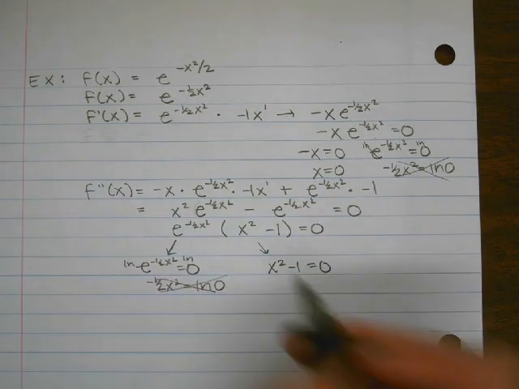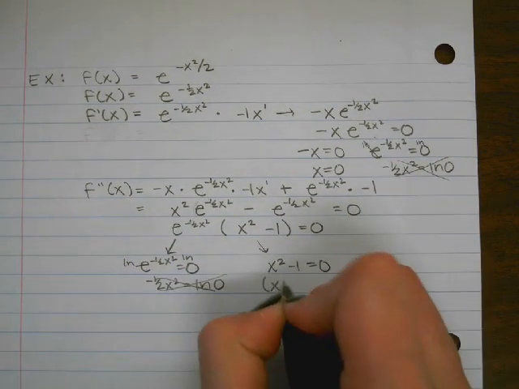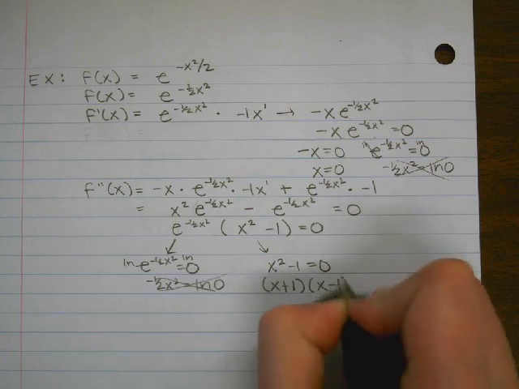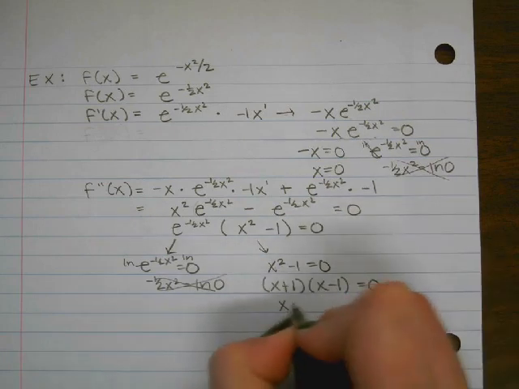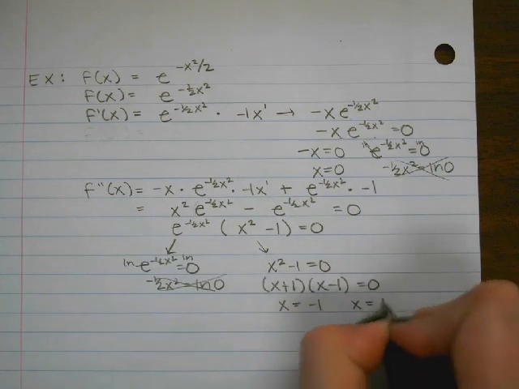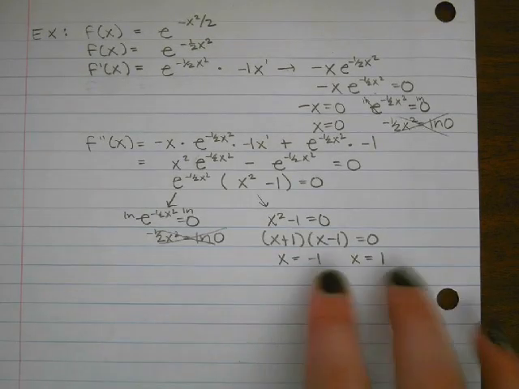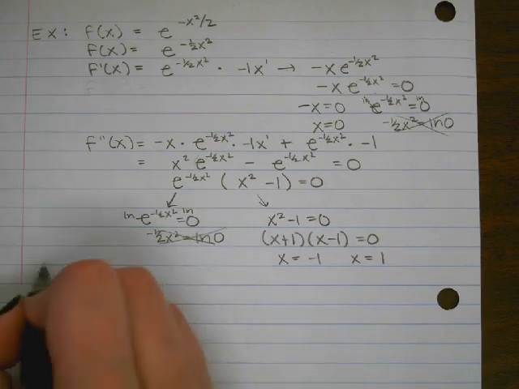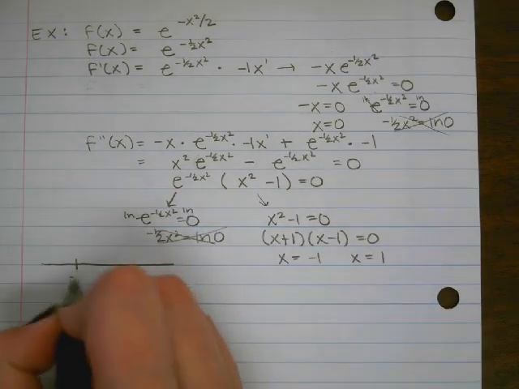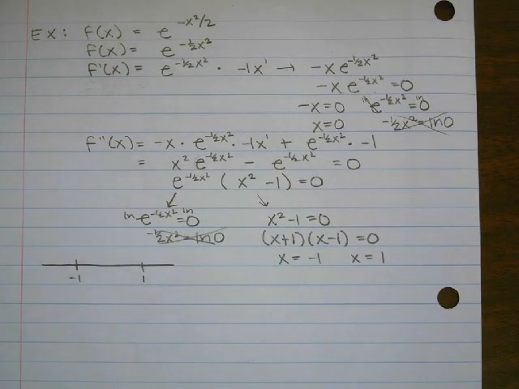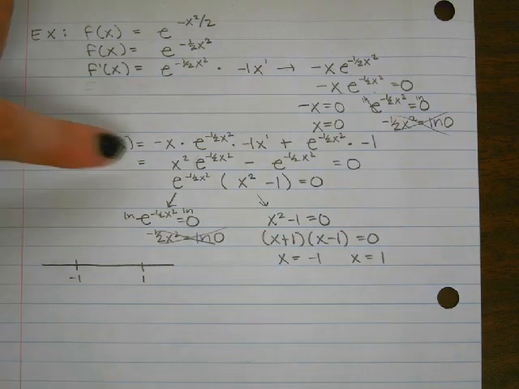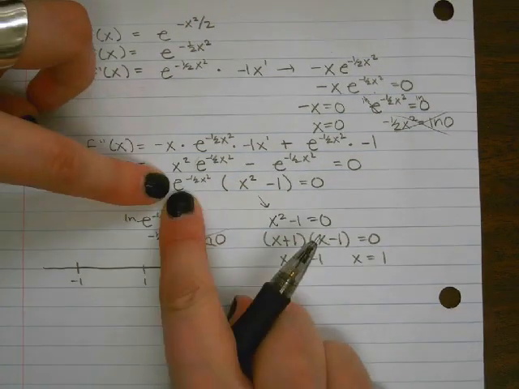And then over here, I can keep factoring that. I get x plus 1, x minus 1. And so x equals negative 1, x equals positive 1. So when I do my sign chart to find the concavity and to find the point of inflection, well, I know my points of inflection, but when I use my sign chart to find my concavity, those are the numbers that I'm going to use. Okay, so when I plug these numbers in, I'm going to be plugging them in up here.